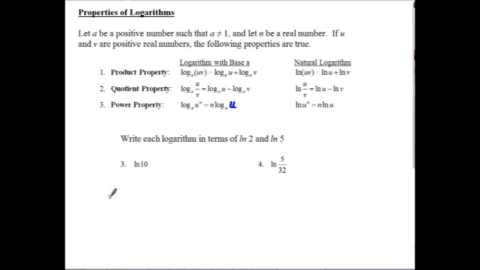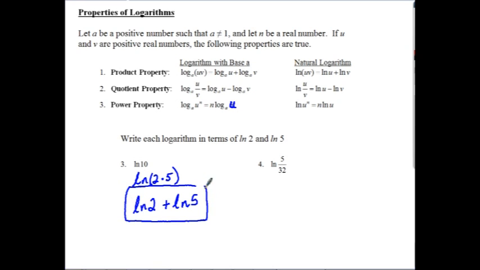So let's look at these 2 examples down here. Write each log in terms of natural log of 2 and natural log of 5. So obviously we can get to 10 by saying natural log of 2 times 5. Now let's follow the product property up here. If you multiply them, you're really going to change that to adding. So we're going to do natural log of 2 plus natural log of 5. And that's all you have to do for that particular example. We just got to get it in terms of natural log of 2 and 5, and it is. And so we're done with that one.